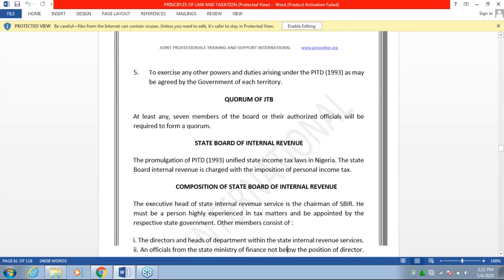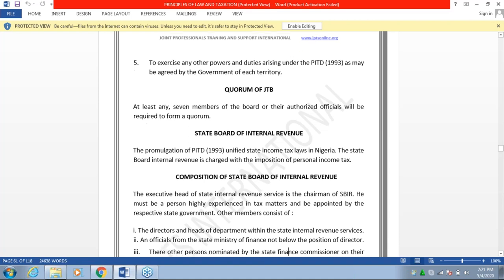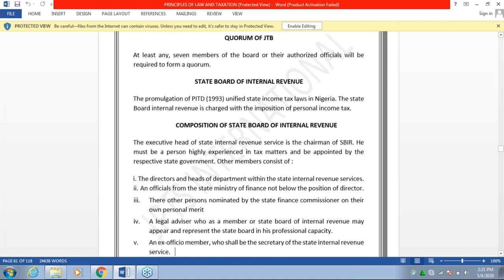Now, there is what we call the State Board of Internal Revenue. The promulgation of the PITD of 1993 unified the state income tax law in Nigeria. Yes, the State Board of Internal Revenue is charged with the imposition of the personal income tax. So, having looked at that, the executive head of the State Inland Revenue Service is the chairman of the State Board of Internal Revenue. He must be a person that is highly experienced in tax matters and be appointed by the respective state government.